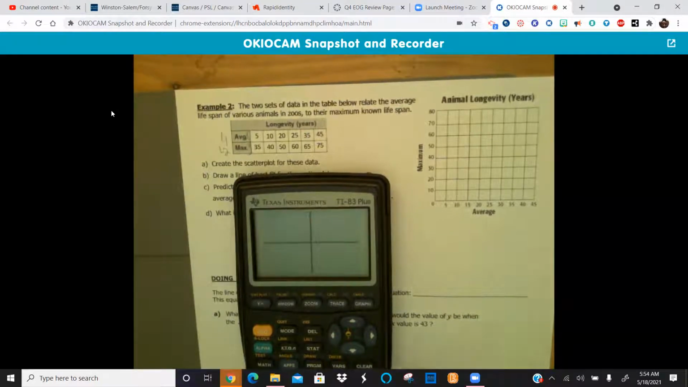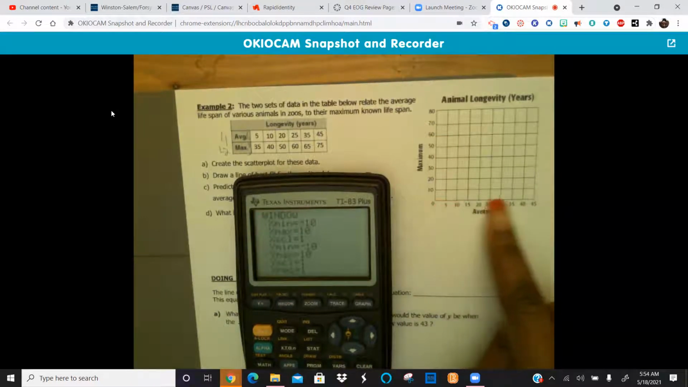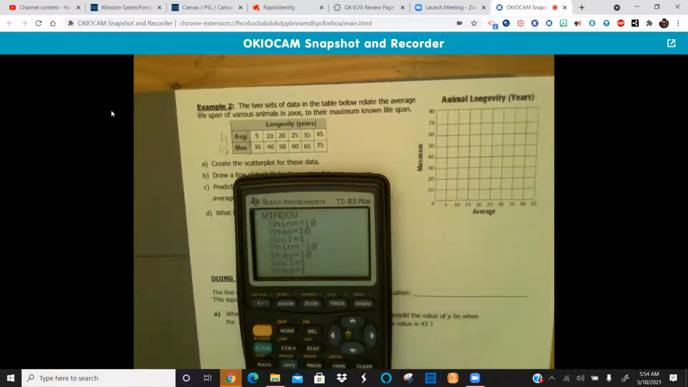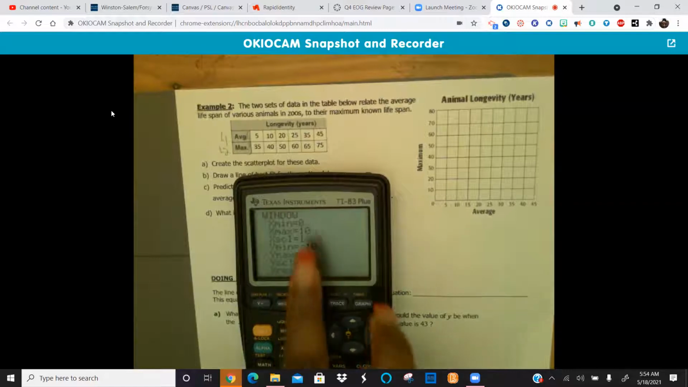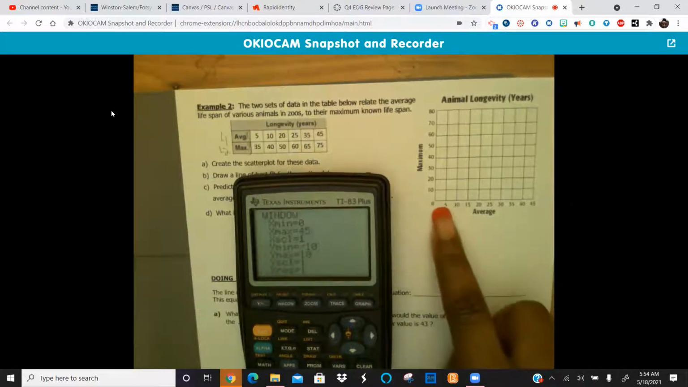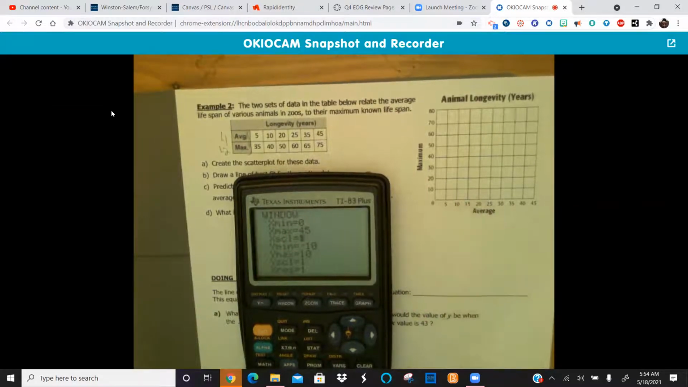Okay, you see how it didn't? So I'm going to change my window. Look, I'm going to use the window that they have right here. Look at what they have along the x-axis. They go from 0 to 45. So I'm going to go from 0 to my min, and my max on the x-axis is 45. And look at what it goes up by. It's going up by 5. So I'm going to put 5 here.